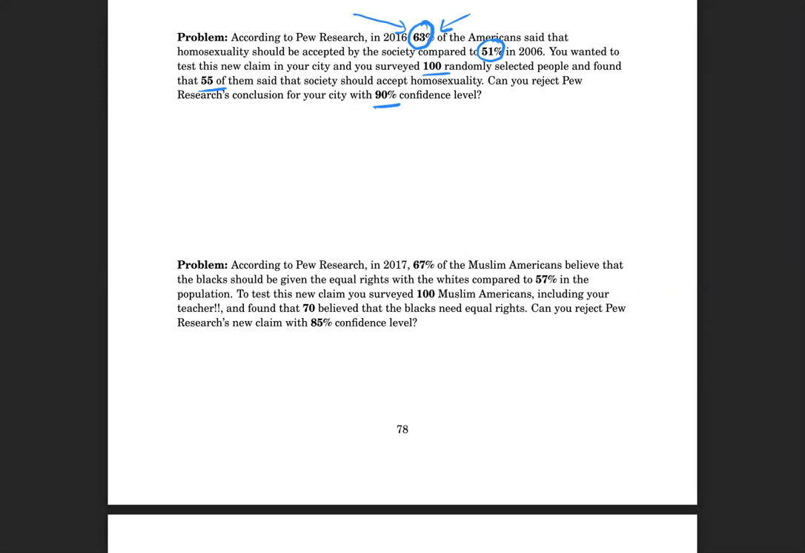Nationally, it's 63%. So your n is equal to 100, x is equal to 55. So p hat is equal to x over n, which is 55 over 100, equal to 0.55. So p hat is 0.55.